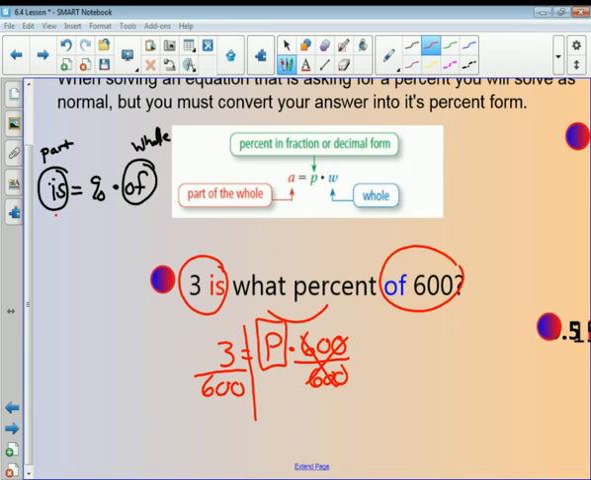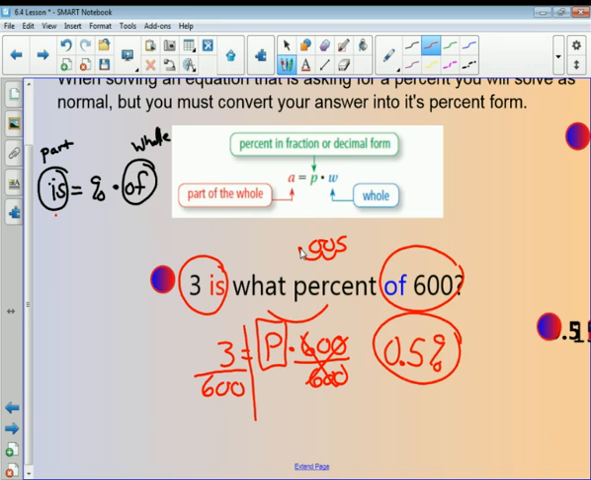So 3 divided by 600 gives me 0.005. Remember to move two places towards where we would put a percent sign. So 0.005, two places, 1, 2, gives me 0.5, or 0.5%, for a final answer.